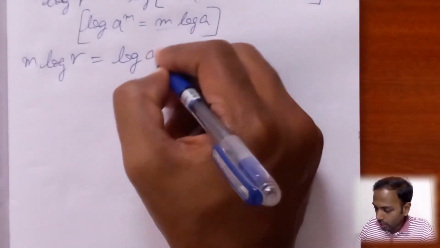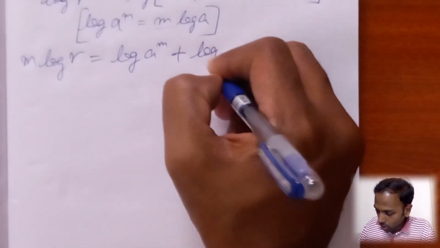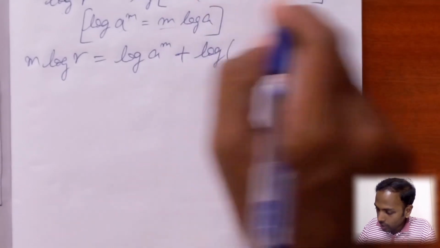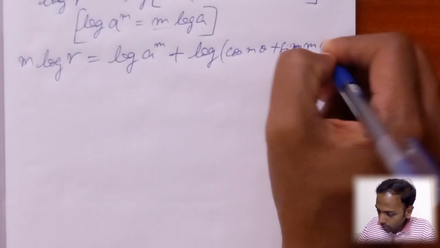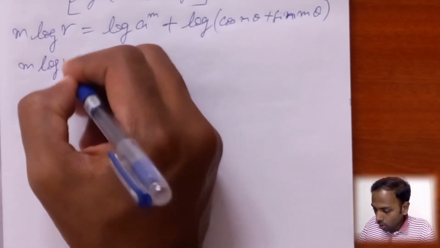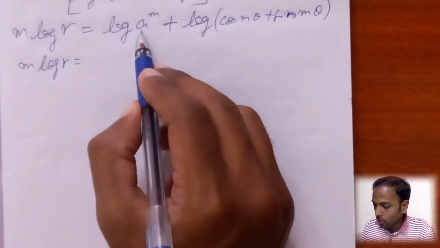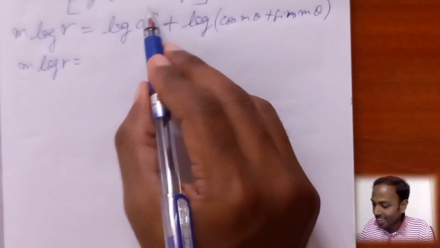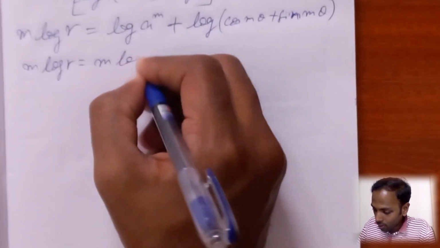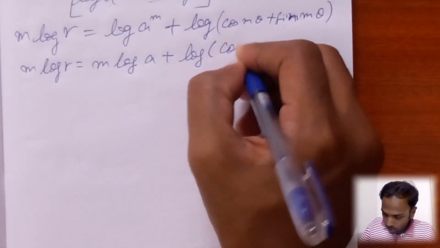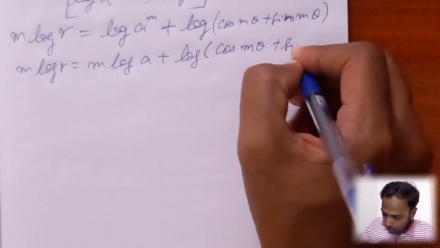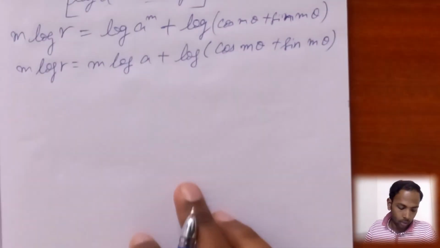Same formula, okay? So log of A power M plus log of AB is equal to log A plus log B. Log B is this entire thing, cos of M theta plus sine of M theta. Okay. Now, M into log R is equal to, look at here again, the same formula you must apply. In fact, it's in the same form as well. So this will become M into log A plus log of cos M theta plus sine M theta.